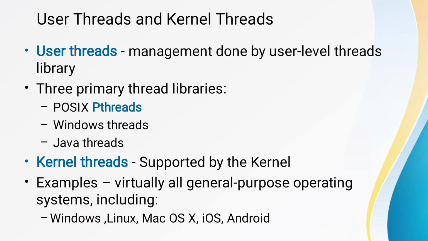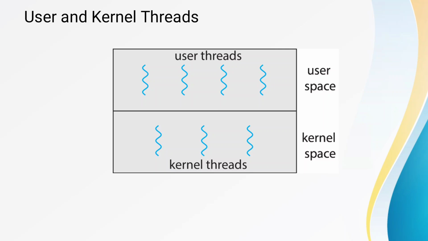User threads and kernel threads. User thread management is done by a user-level threads library. Three primary thread libraries are POSIX threads (Pthreads), Windows threads, and Java threads. Kernel threads are supported by the kernel. For example, virtually all general-purpose operating systems, including Windows, Linux, Mac OS X, iOS, and Android. So the user space has the user threads, and the kernel space has the kernel threads.